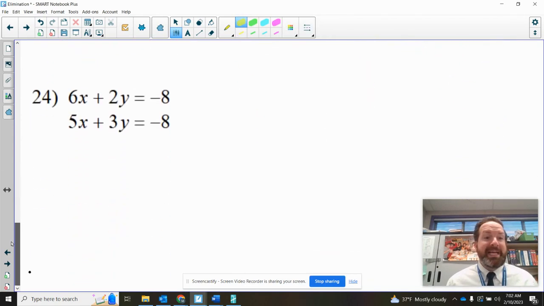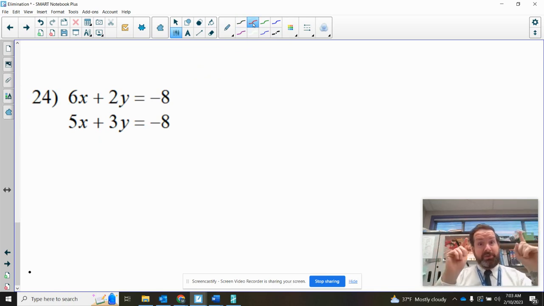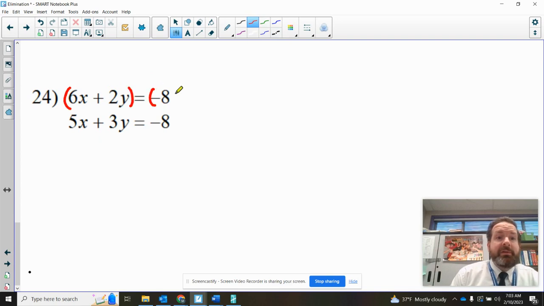And let's go one more time. On this one, there's no easy number to multiply 5 by to make it 6, or 2 to make it 3. Okay, we're going to have to multiply both equations this time. You have lots of choices. I like to keep my numbers small, so I'm going to take this top equation and multiply by 3. Here, I'm going to eliminate the y's. So this would give me a plus 6y once I distribute.